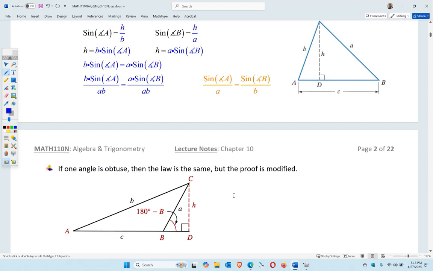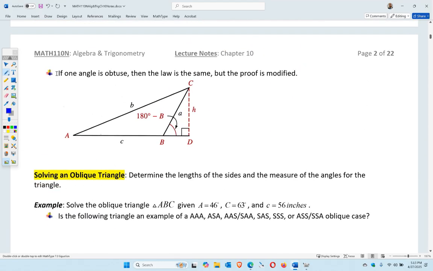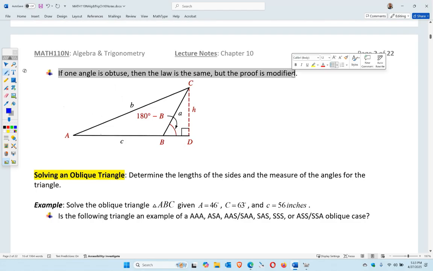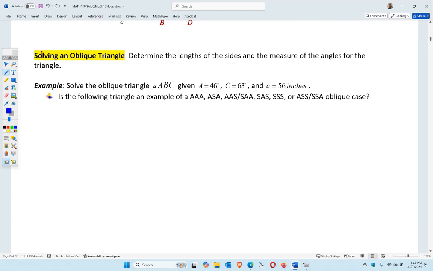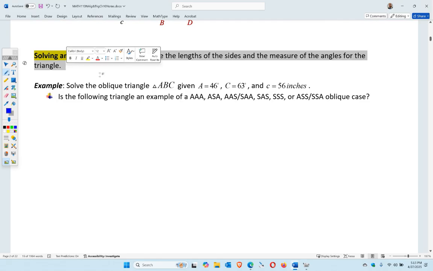Okay, so let's try a problem. Well, first off, the obtuse proof is very similar. I'm not going to do it. It works basically the same. Okay, so by definition, solving an oblique triangle is when you determine the lengths of all the sides and the measures of all the angles.